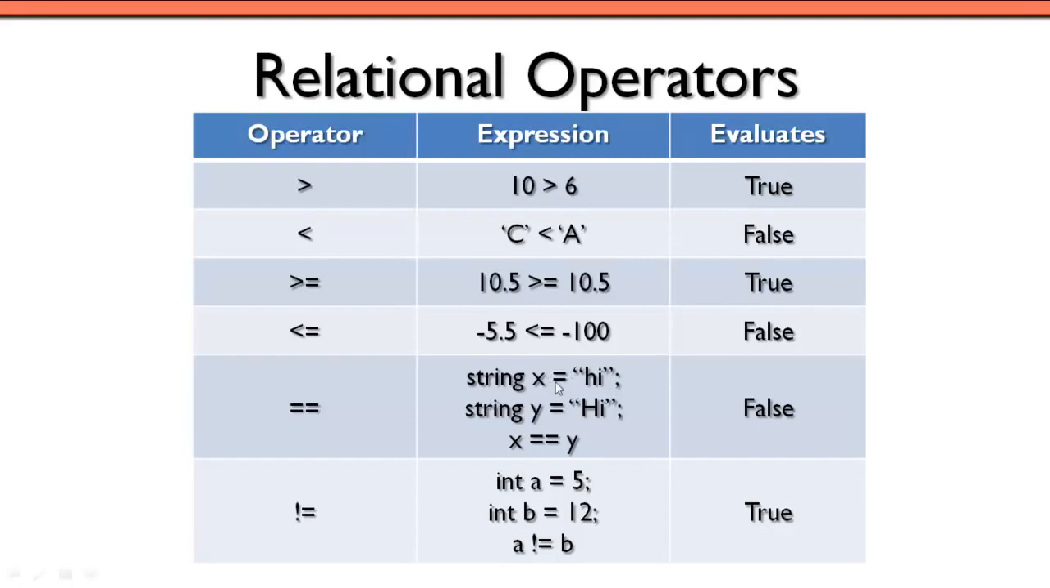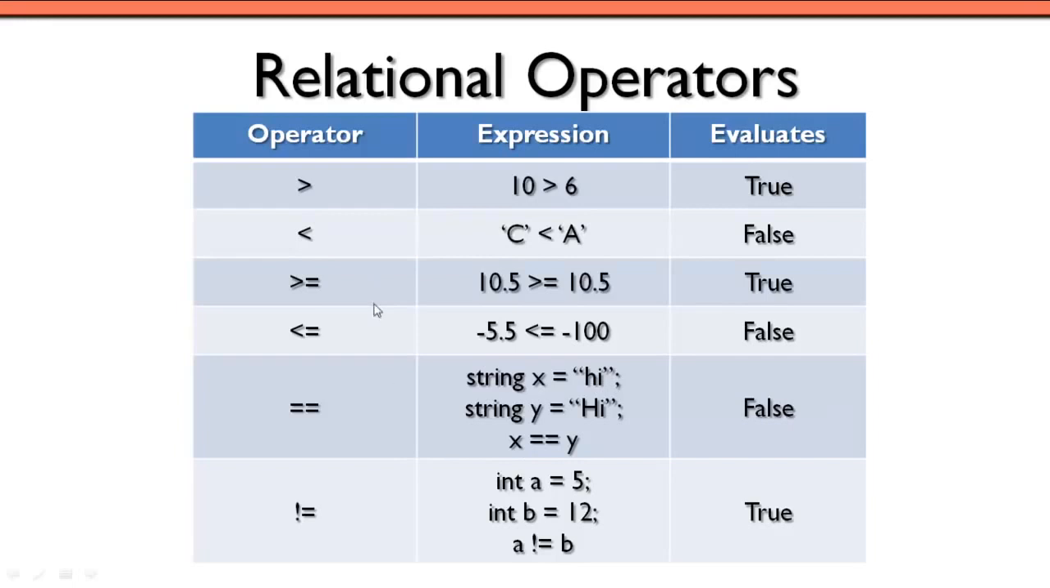So we may have a string value. In this case we have high, and we've assigned it to the string variable x, and here we have high again, but this time the first letter H is capitalized, whereas here it was actually lowercase. So if we try to compare those two values, we'd find out that they were not equal, since we do have a difference in capitalization of this first letter, so that would return a false value.